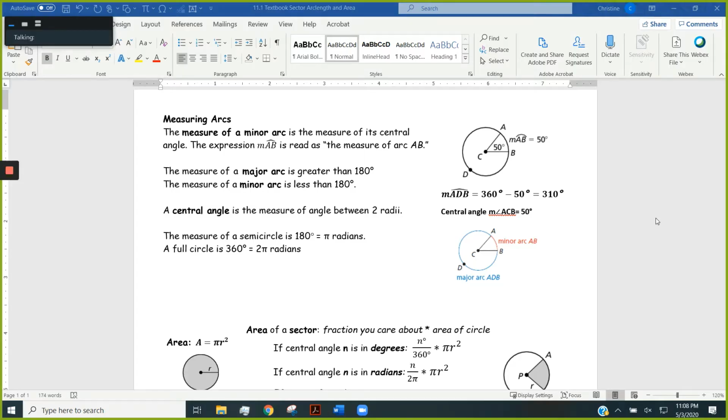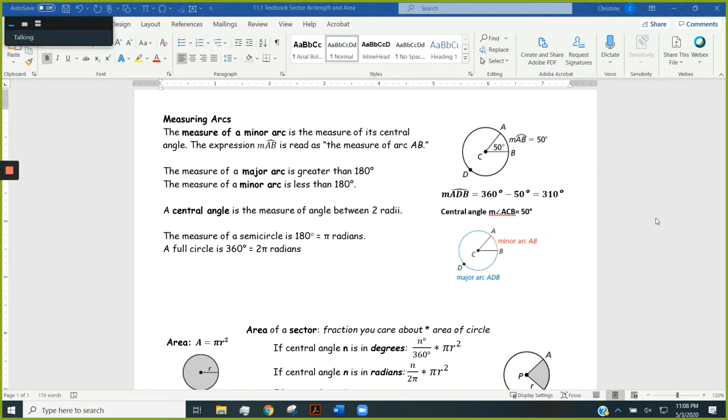In this section, we're going to talk about sectors of circles, which means parts of a circle. Before we can really talk about the parts of the circle, let's make sure we understand the terminology around the actual angles and arcs a circle is comprised of. So in a circle, we have something called a minor arc and a major arc.